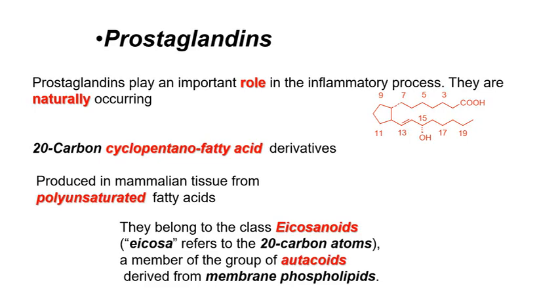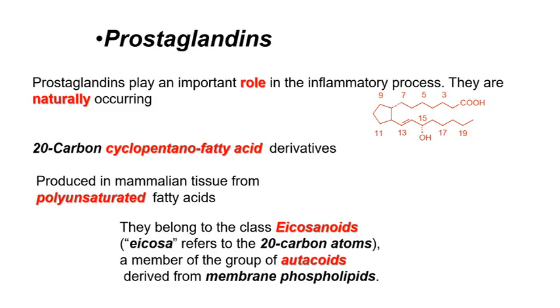These chemical compounds are naturally derived. They are composed of 20 carbons, their precursor and their prototype structure is composed of 20 carbons. Compounds with 20 carbons are referred to as eicosanoids. Eicosa refers to the number 20. So when we say eicosanoids, these are compounds having 20 carbons.